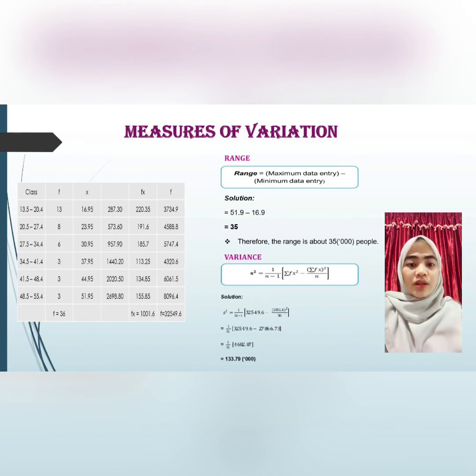First of all, we need to find the range. The formula to find the range is maximum data entry minus minimum data entry. For this assignment, we get the maximum data is 51.9 minus 19.9, and we get the answer is 35. Therefore, the range is about 35,000 people.